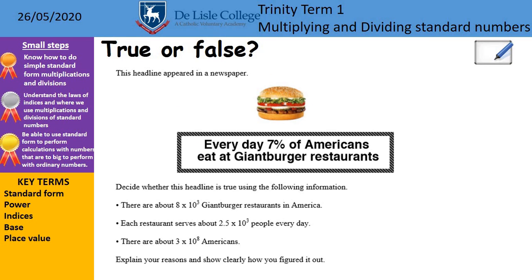Okay. True or false? This headline appeared in a newspaper. Every day, 7% of Americans eat at giant burger restaurants. So we need to decide whether this headline is true using the following information. There are 8 times 10 to the 3 giant burger restaurants in America. Each restaurant serves approximately 2.5 times 10 to the 3 people per day, and there are approximately 3 times 10 to the 8 Americans. So what I'd like you to do is pause the video and try and explain your reasons and show clearly how you solve the question.